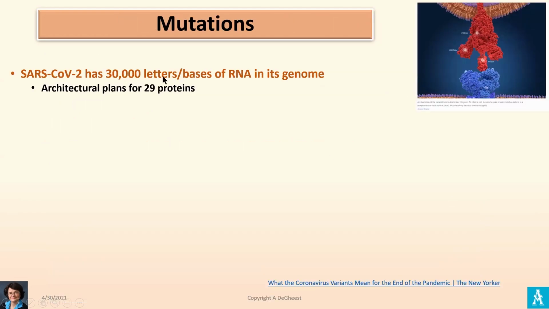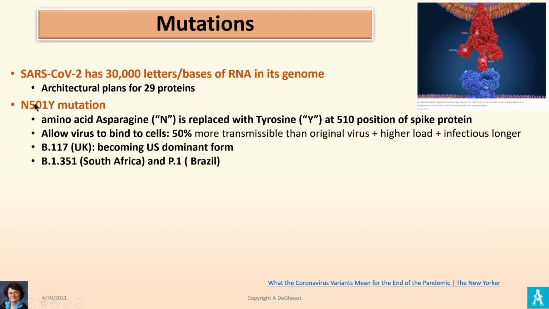So there's around 30,000 letters in the RNA, but it only makes 29 proteins. That's the good news. So when I talk about that N501Y mutation there, which you're going to hear a lot about, it's the amino acid asparagine, the N, that is replaced with tyrosine, the Y, at the 501 position. That's what it means, okay?